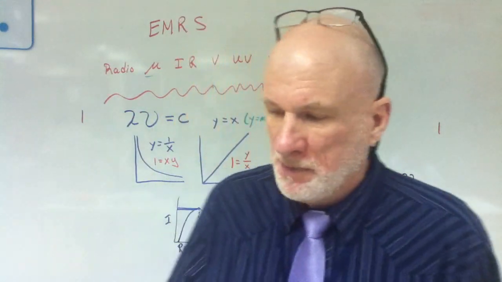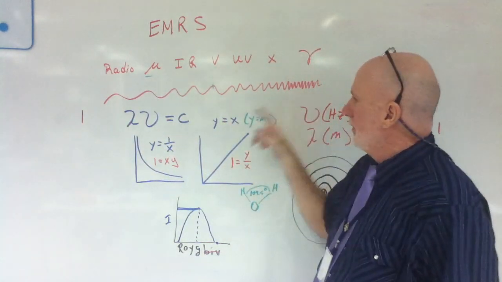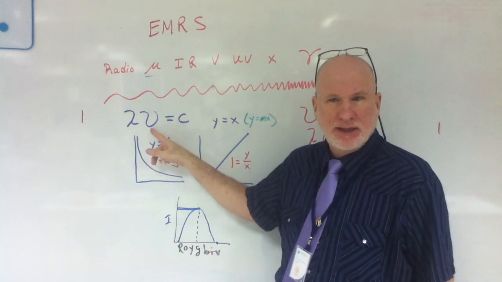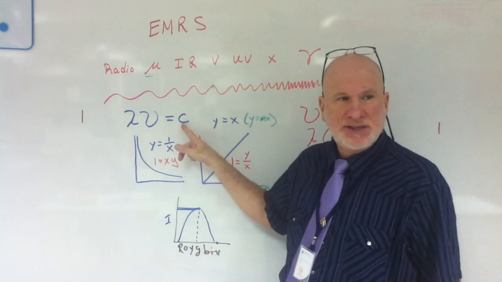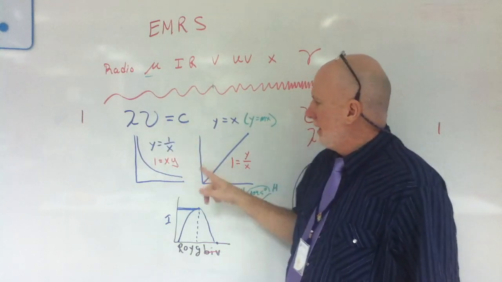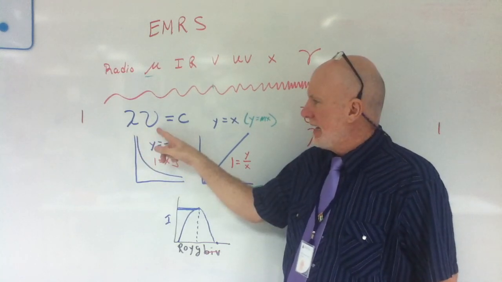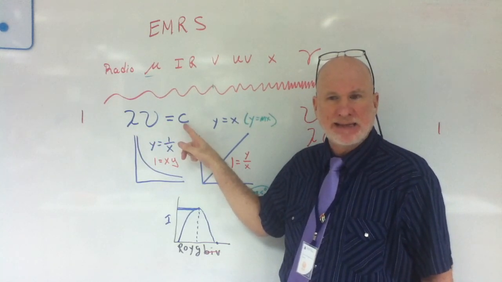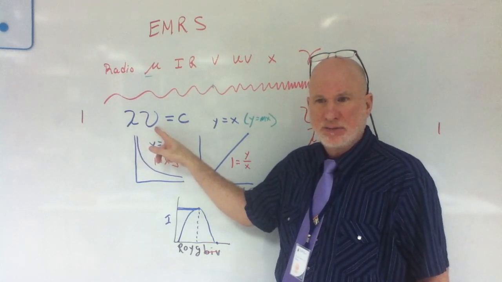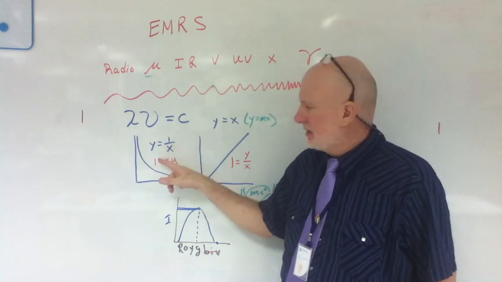Okay, so we have these long waves going into short waves. We have lambda, wavelength. Frequency is nu. C is the speed of light. It's going to be an indirect relationship. As this goes up, this has to go down, if you're going to keep that as a constant, because that doesn't change. If that's low, that's high. If that's high, that's low. Indirect. So the constant is 1 here.